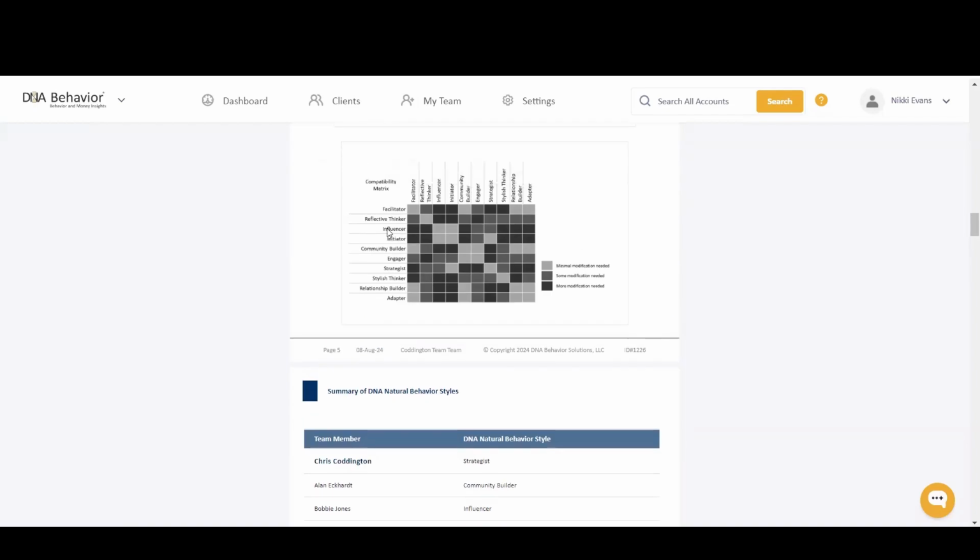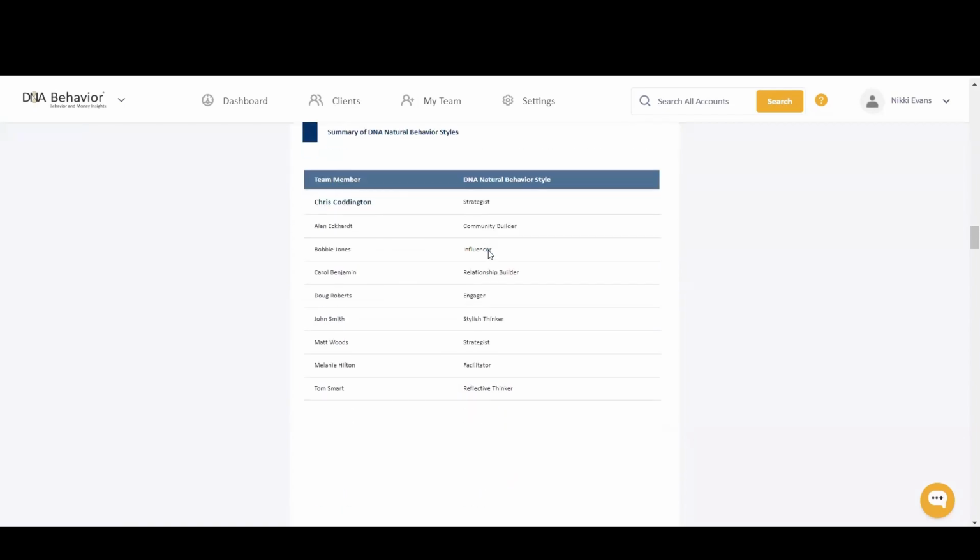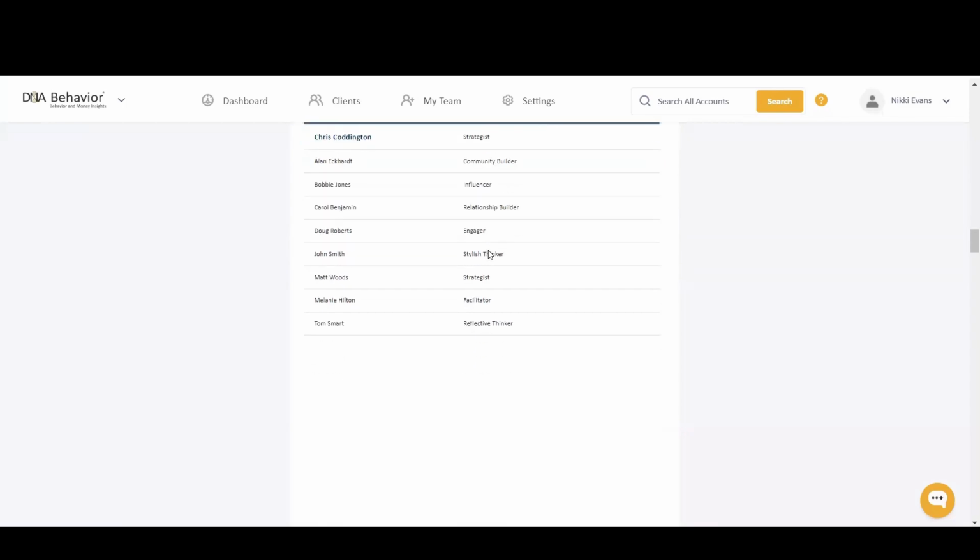So if I look at community builder here with a strategist, that's a pretty decent behavioral flex, some modification, the most modification that needs to happen in that relationship. So just something to keep in mind. It doesn't mean that they won't work really well together. They just need to be mindful of their differences.